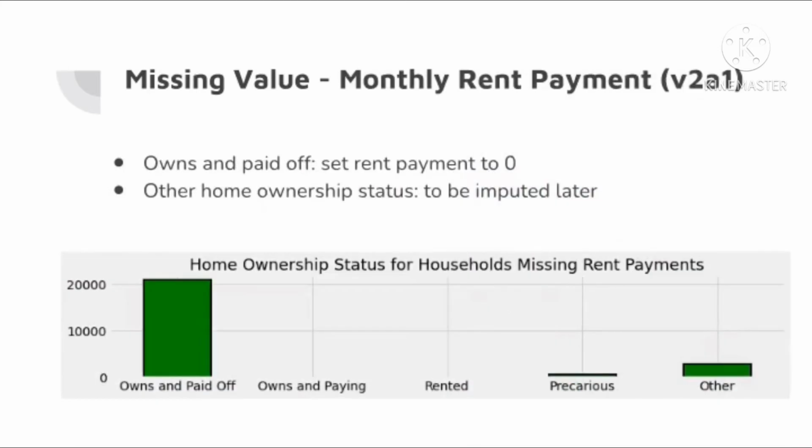Another variable with missing value is V2A1, which shows the monthly rent payment. Our hypothesis is that household with missing value own their home and do not have to pay any rent. To investigate this, we plotted this bar chart to show the distribution of home ownership status where household rent payment is missing. We can observe our hypothesis is true, as majority of them generally own their own home. Thus we set V2A1 to 0 if they own and paid off their home. For other home ownership status, they will be imputed in a later step.